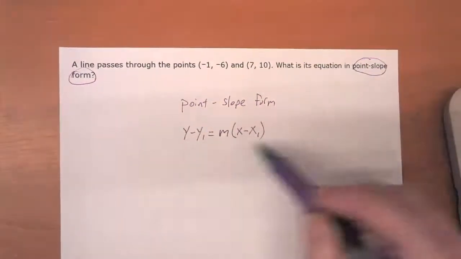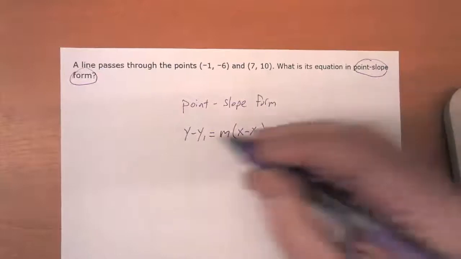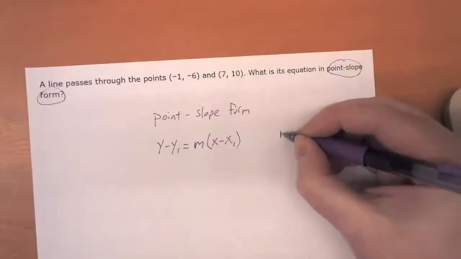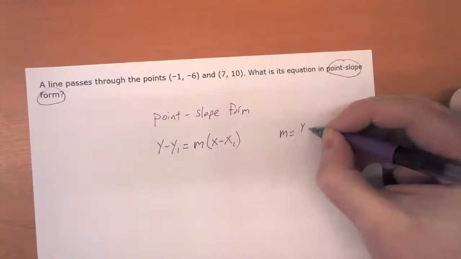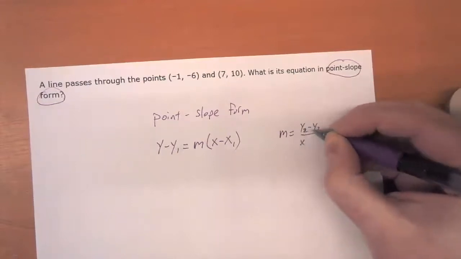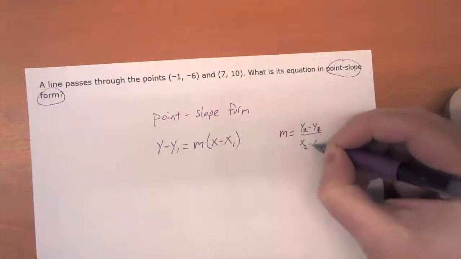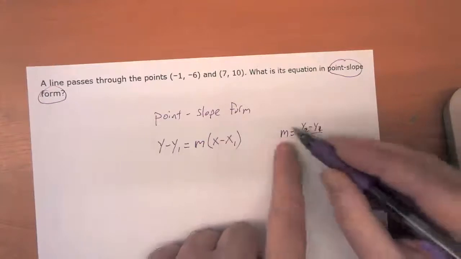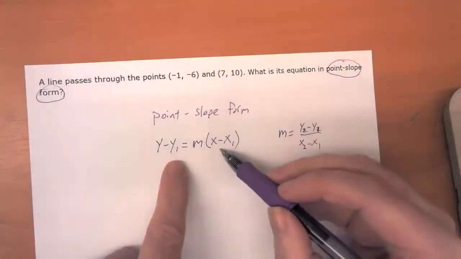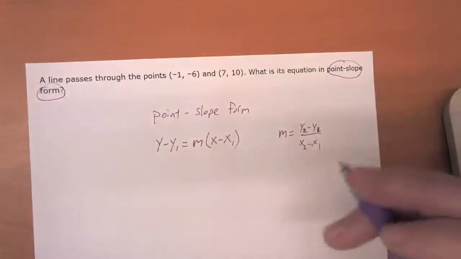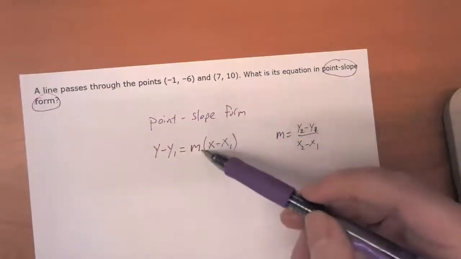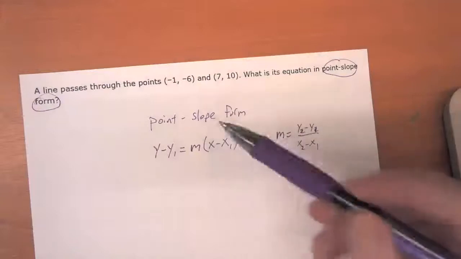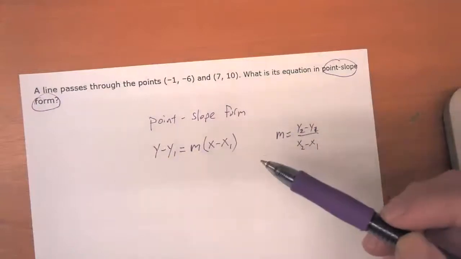If you have trouble remembering this equation, the way I like to remember it is to think of the slope formula. M is equal to y2 minus y1 over x2 minus x1. And then if you just multiply both sides of this by x2 minus x1, you get essentially the point-slope form, just with different named variables. Okay, so all we need to know is a point and the slope in order to express the equation of a line in this form.